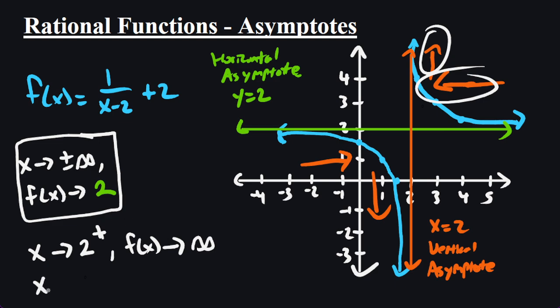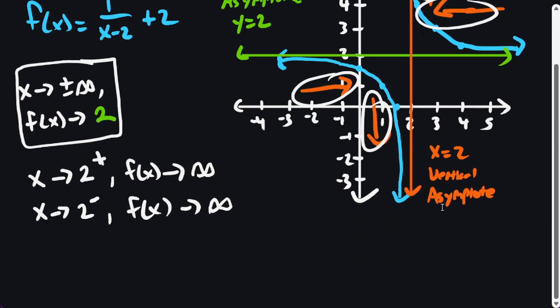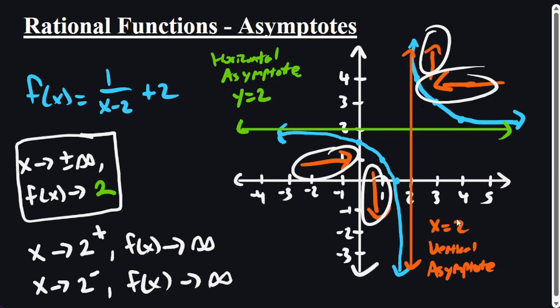And as x approaches 2 from the left side, we'll put a little negative sign. From the left side, f of x will go all the way to negative infinity. So that's what makes x equals 2 a vertical asymptote for this function. It never actually reaches x equals 2. It will never touch that orange line, but it will get closer and closer and closer to it. So that's what's important to understand about this function's asymptotes.